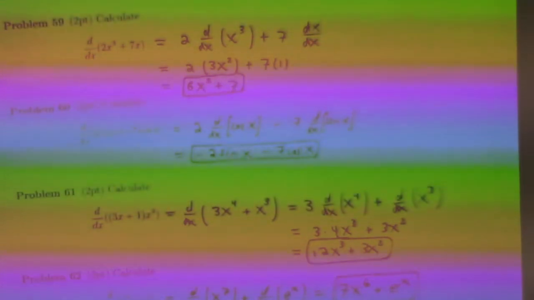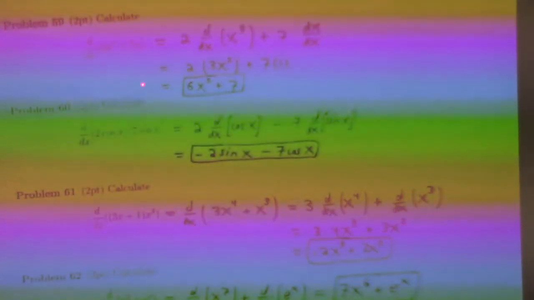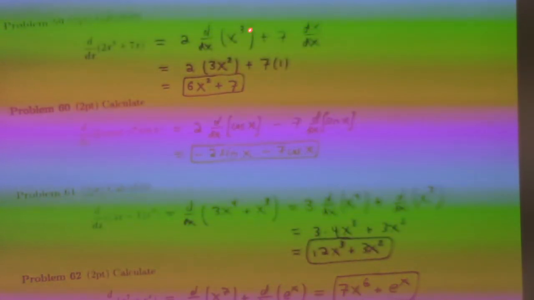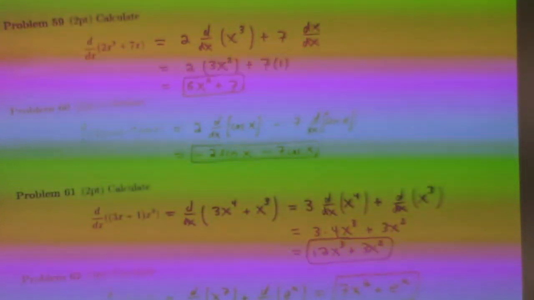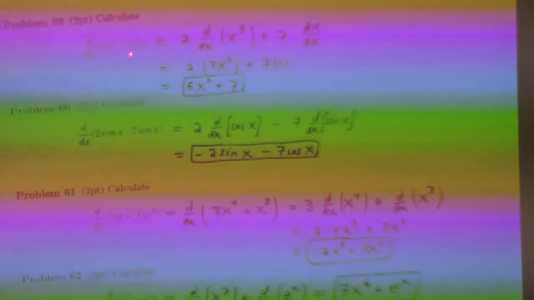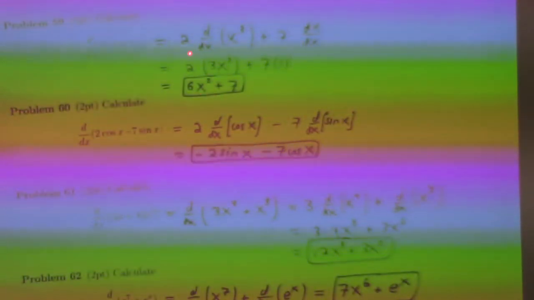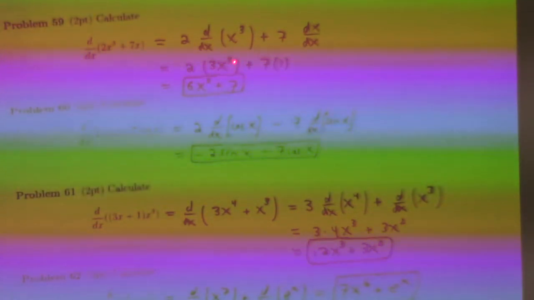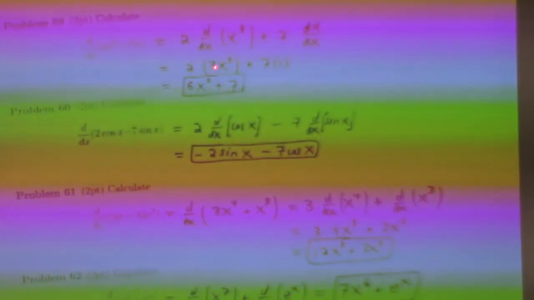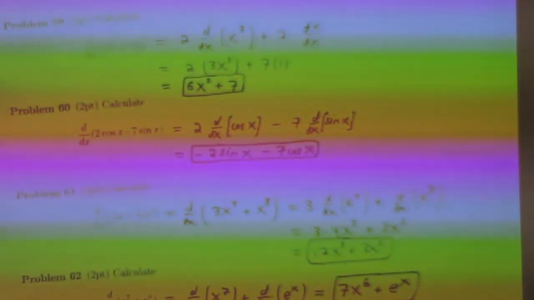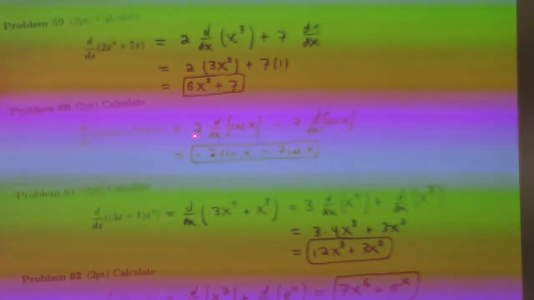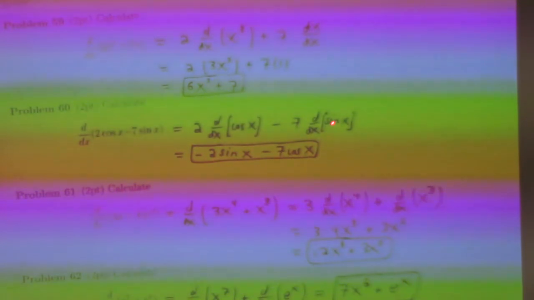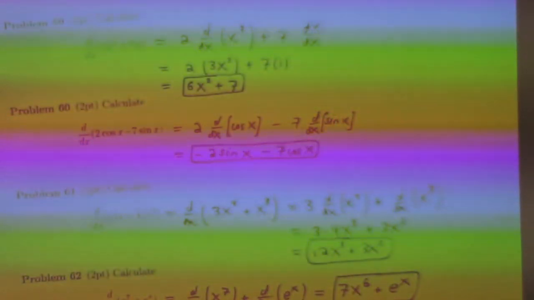So each one of these, what we do is pull the numbers out that we can, and then we differentiate the resulting power functions, right? So like this one, 2x cubed plus 7x, pull out a 2, right? Bring the 3 down, 3 minus 1 is 2, so that gives us 3x squared, and then there you go. This one here, I pull the 2 out, I pull the minus 7 out, derivative of cosine is minus sine, derivative of sine is cosine.